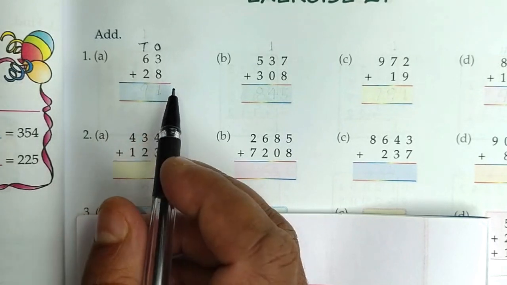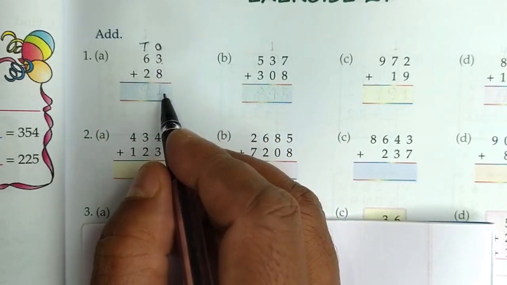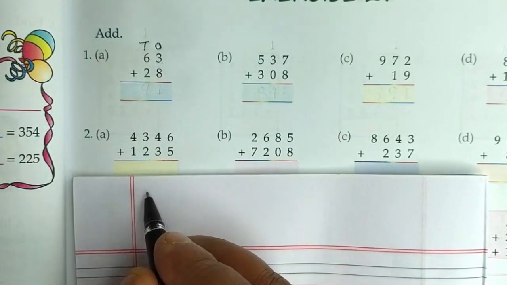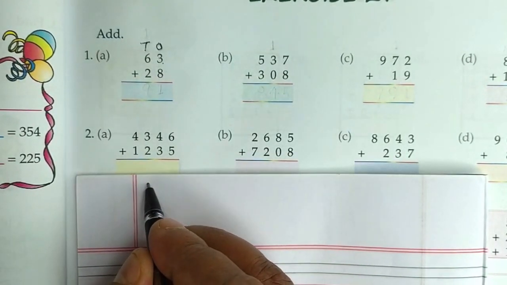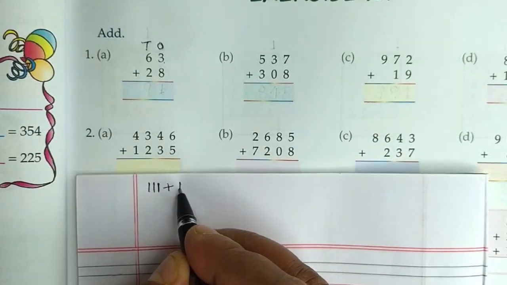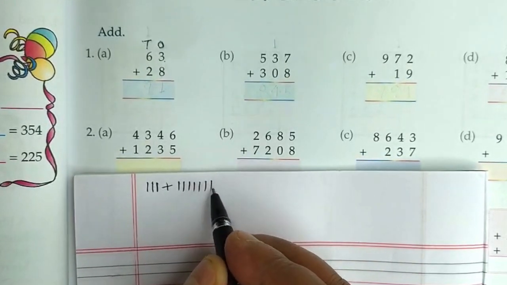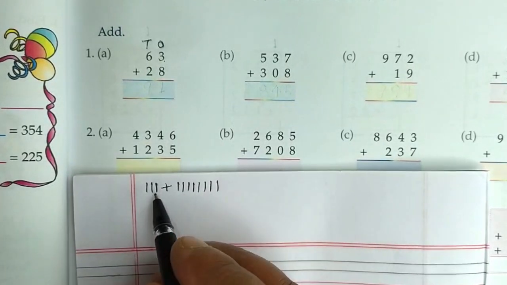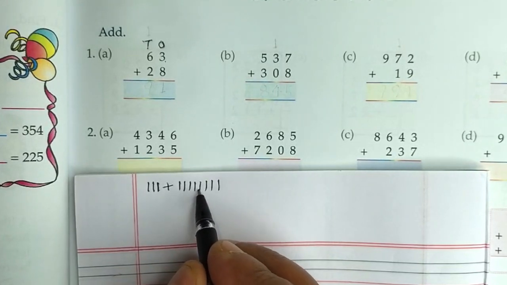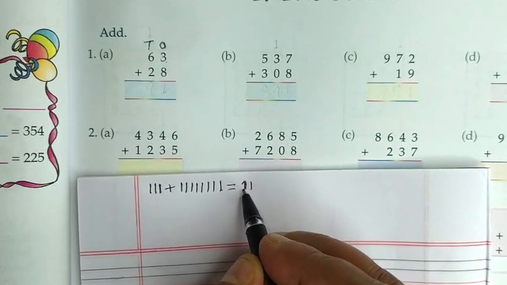Add the numbers in the rightmost column, that is 3 plus 8. 3 plus 8 is equal to 11. You can use a rough copy and add by drawing lines. 1, 2, 3 plus 1, 2, 3, 4, 5, 6, 7 and 8. Now count all the lines: 1, 2, 3, 4, 5, 6, 7, 8, 9, 10, 11. That is 11.